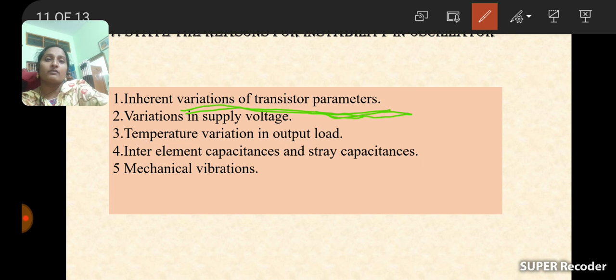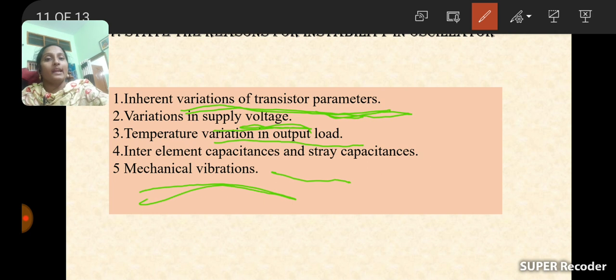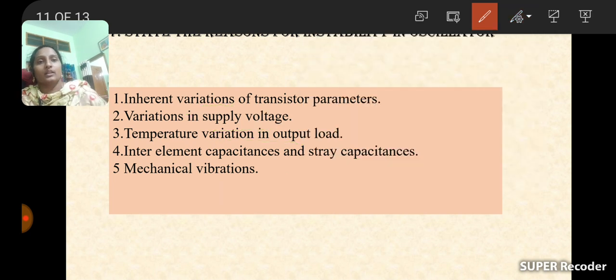And the second one is variations in supply voltage. Variations in supply voltage will also affect the stability of oscillations. And also the temperature variation will affect the stability. And inter-element capacitances, stray capacitances also will affect the oscillations. Finally, mechanical vibrations also will affect the stability.